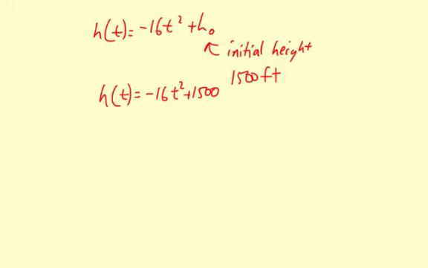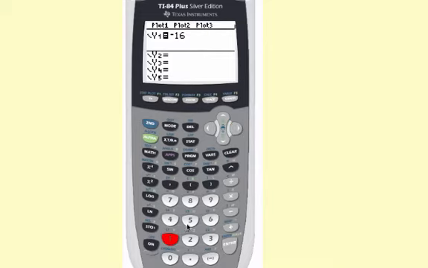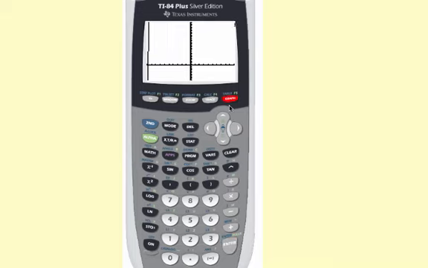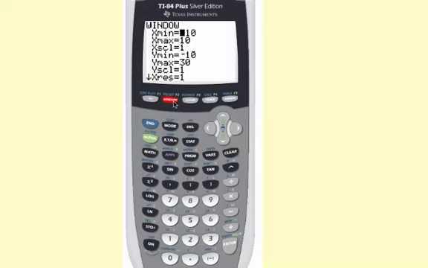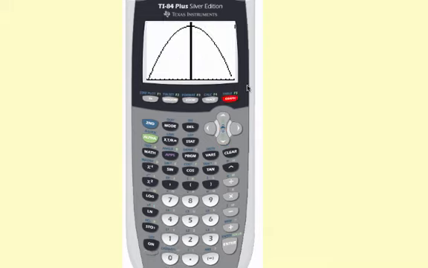Okay, so next thing we're going to do is graph this on the calculator. Need to adjust the window. You can see it looks like two vertical lines basically, but I know it's a parabola. I know the initial height is 1,500, so my y max should be up there. So I'm going to put 1,600 just to allow a little extra room. Okay, that's a nice looking parabola.